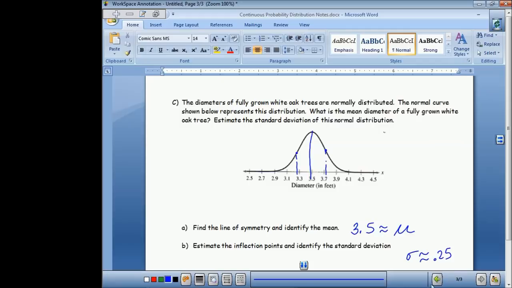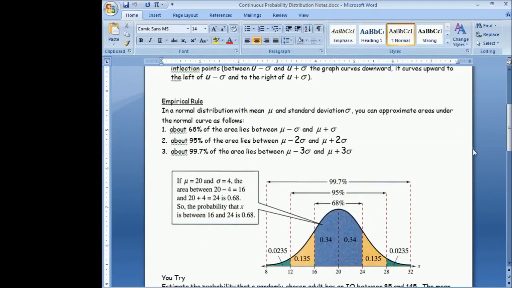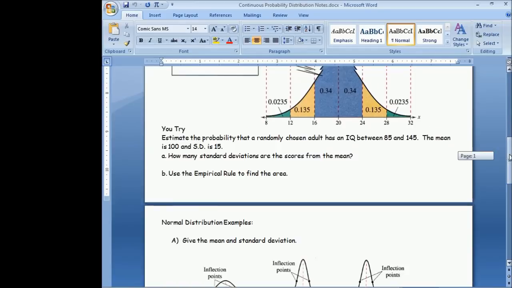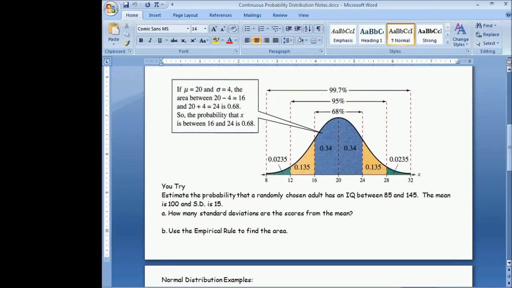Okay, for homework tonight, you have a worksheet with some problems, many that are similar to the Try problems that we went through earlier in the video. You guys work together in class, and I'm going to be back tomorrow to answer any questions you might have on these continuous probability distributions using the empirical rule.